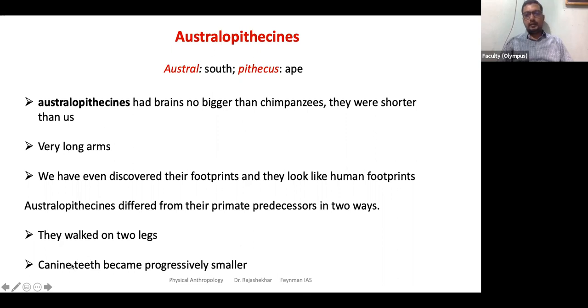And their canine teeth, which I showed in the image before, are becoming smaller. It's still not as small as what we find in us, but it is smaller than in chimpanzees. Smaller canine teeth is a relative term.